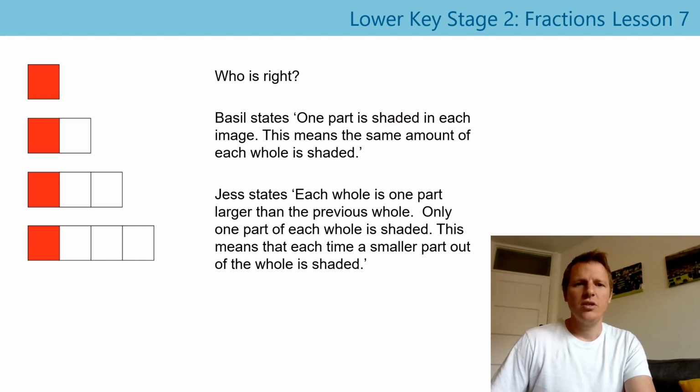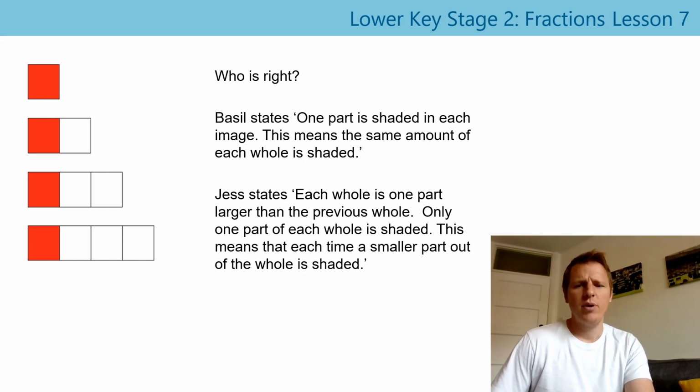Let's go back to the images. In the first image, is there 1 part shaded red? Yes. In the second image, is there 1 part shaded red? Yep. Third image, it's the same. Fourth image is the same. In all of the 4 images, 1 part is shaded. Let's read his second part of the sentence. This means the same amount of each whole is shaded.